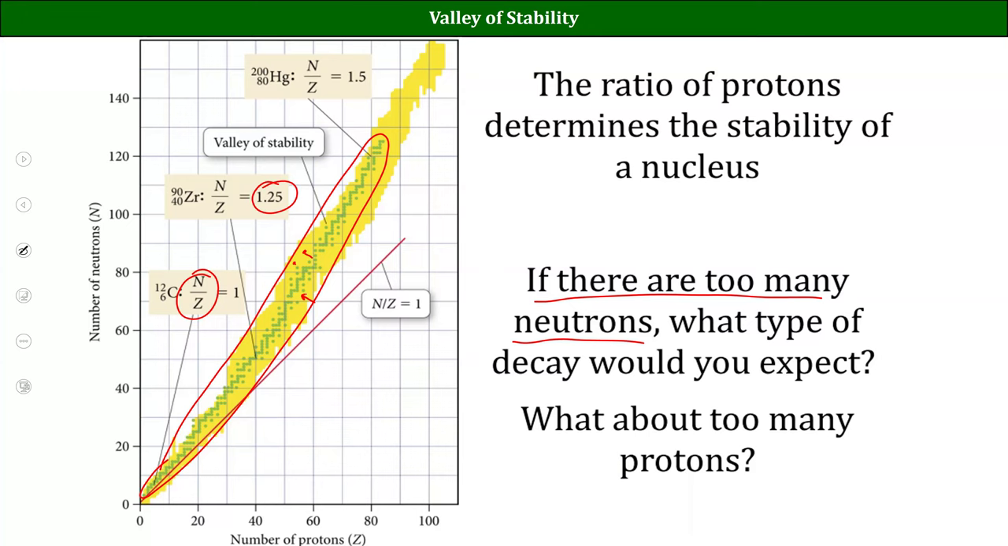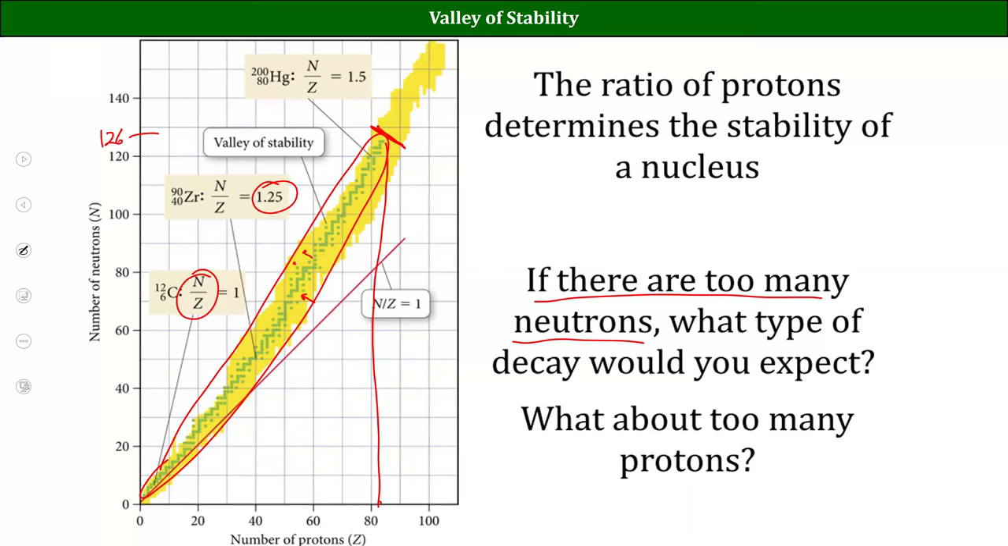The other interesting thing about this, well, there's lots of interesting things about this, if you know where to look, but look what happens when you get to, what is that, about 84 protons and 126 neutrons. What happens when you get bigger than that? You've reached the end of the valley of stability.